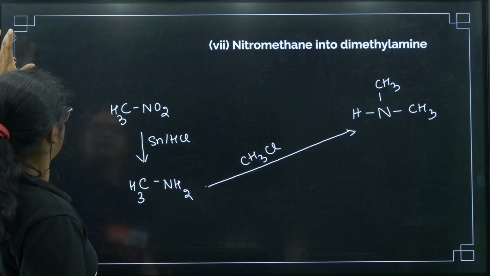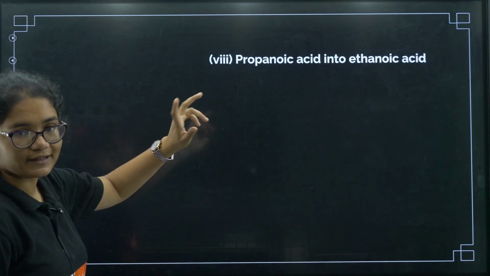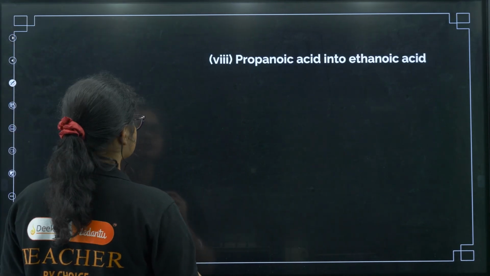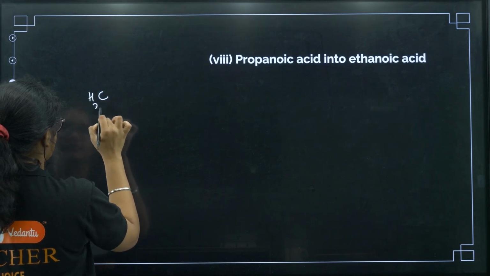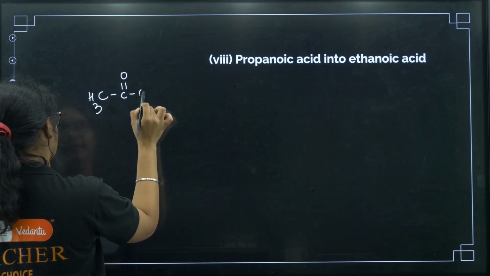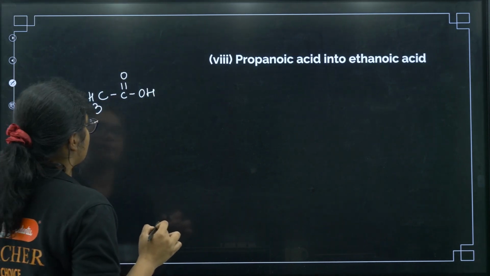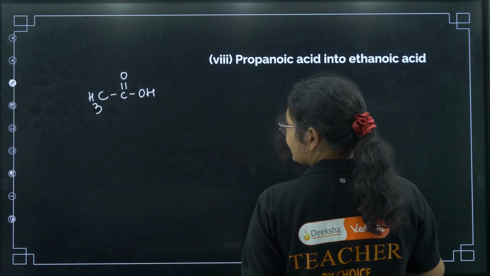Next, propanoic acid into ethanoic acid. The number of carbons has decreased here. So we have here CH3COOH. Propanoic acid to ethanoic acid.